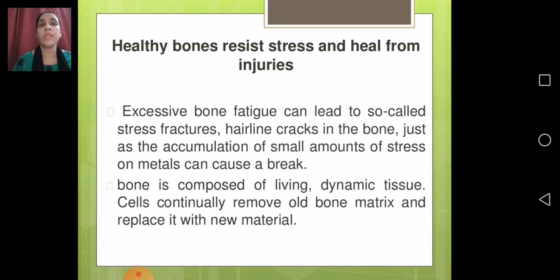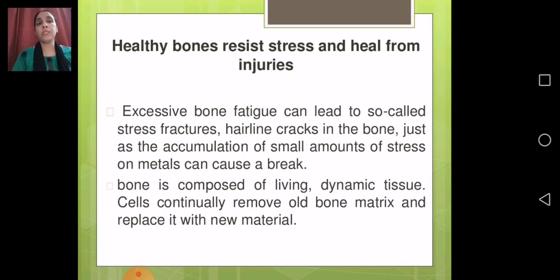Now, a healthy bone resists stress and heals from injuries. Just now we were talking about the skeleton and how the whole structure is important, but each and every bone present in that structure is also as important as the whole skeleton. Each bone consists of bone marrow, yellow bone marrow and red bone marrow, and they allow it to resist stress and heal from injuries.